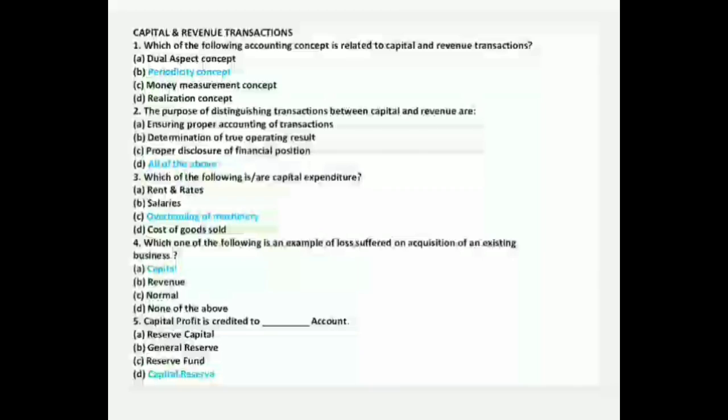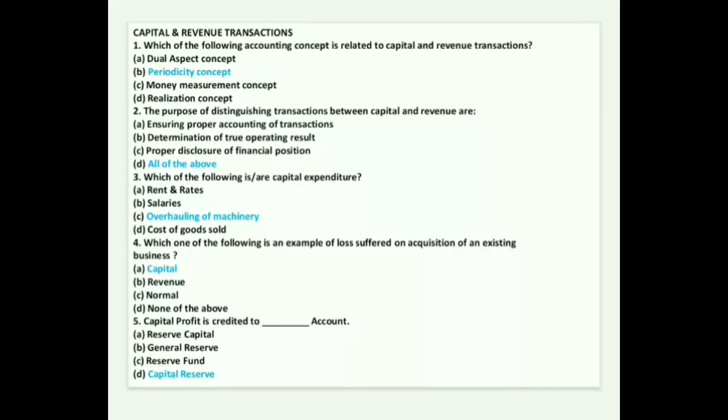If someone asks about capital investment and revenue transactions, revenue depends on whatever revenue you have generated in a period. So it's the periodicity concept. Capital investment and periodic revenue transactions all come under periodicity.